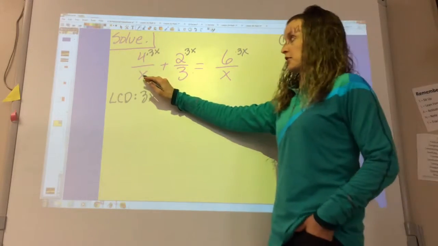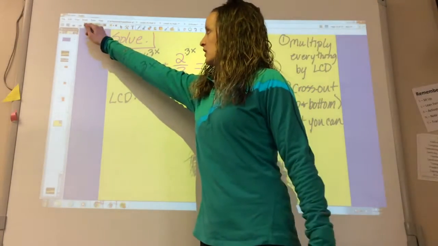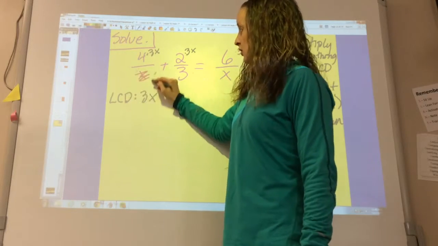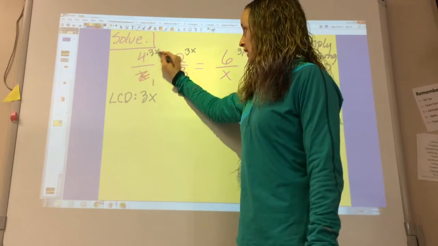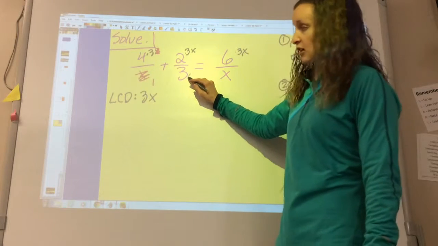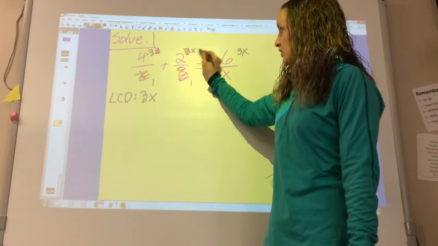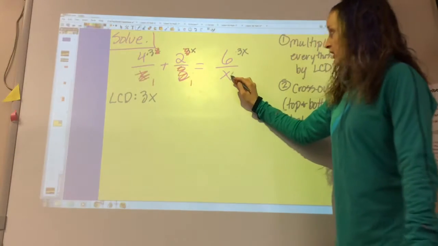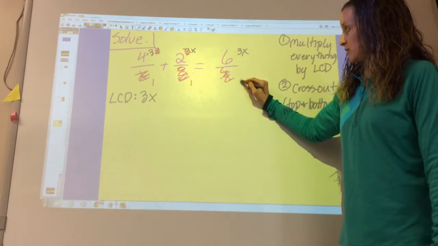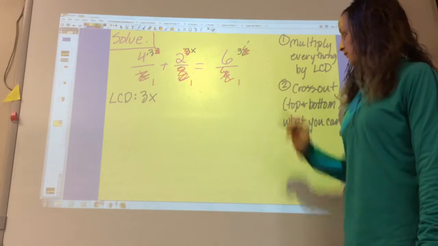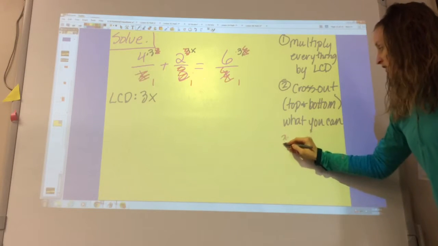So what can we cross out here? X's. Okay, I'm just going to change to red. So that turns to a 1, right? And that just crosses out. What can we cross out here? 3. This becomes a 1. This becomes just 2x. And then what crosses out here? X becomes a 1, and this crosses out. Right? Cross out. What is our third step then?